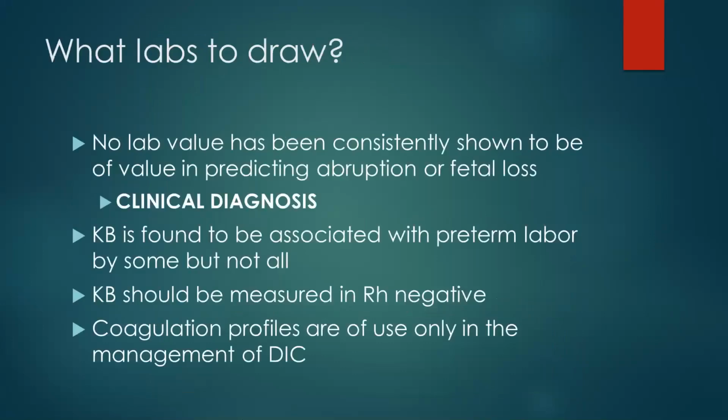So again, no lab value has really ever shown consistency to be able to predict an abruption. Again, it's a clinical diagnosis. Some studies have tried to see if a Kleihauer-Betke could predict any preterm labor, but the data has been mixed, and it's not strong enough to use. So again, the KB should be measured in Rh-negative patients. Sorry. And coagulation profiles are really only used to diagnose DIC and to help treat it.